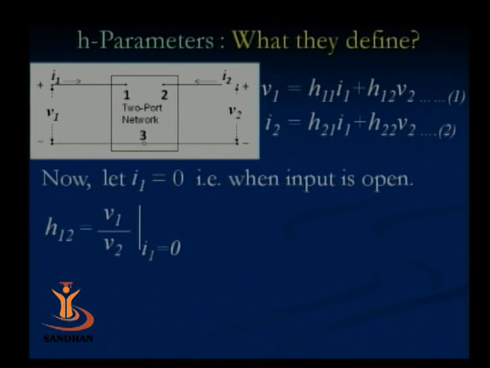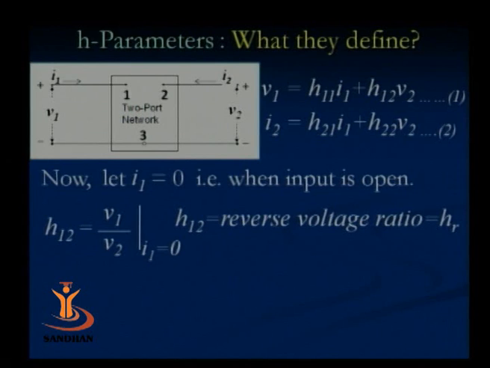Now what is V1? Input voltage. What is V2? Output voltage. So normally we know the ratio from output to input, but here it is the ratio of input to output. So we call it the reverse voltage ratio, HR, and R stands for the reverse voltage.